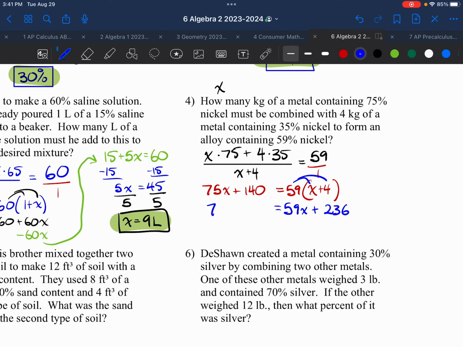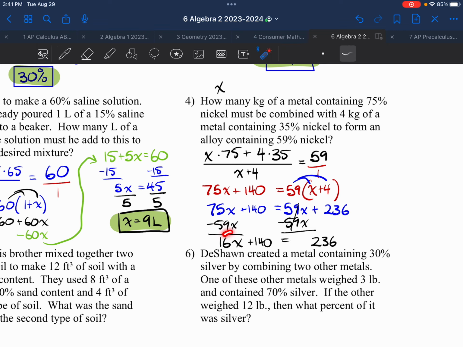Left-hand side is still the same, 75x plus 140. And then from there, we're going to get the x's on the same side. So I choose to move the 59x to the left side, minus 59x. And when I do that, you're gone. You turn into, it's really close to 60, so it's going to be 15 plus 60, 16x. There you go, plus 140. That's going to be equal to 236.